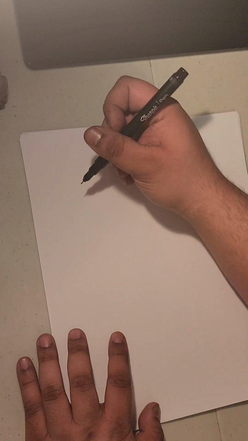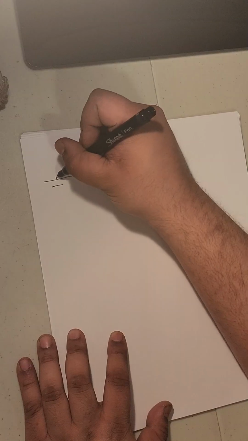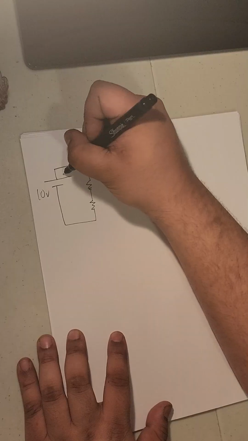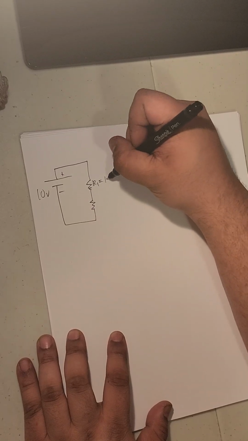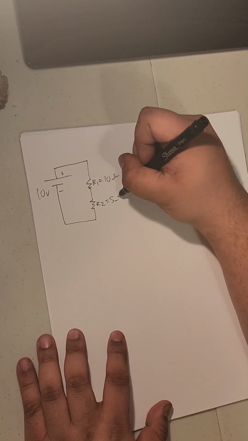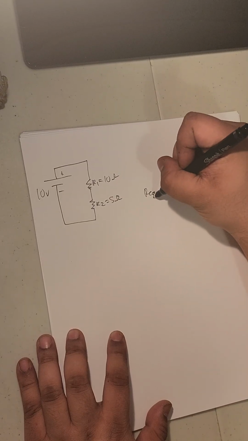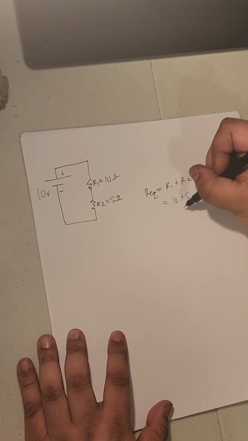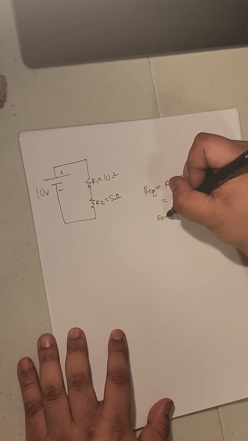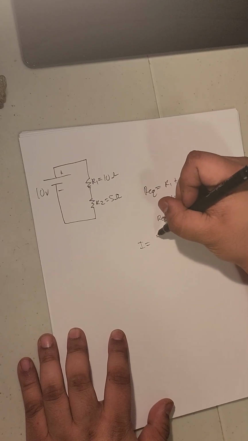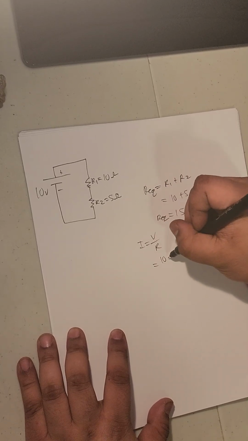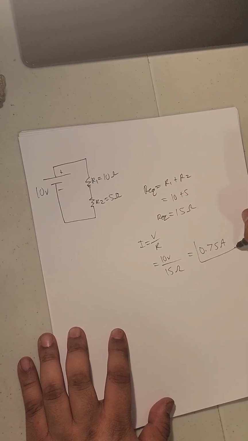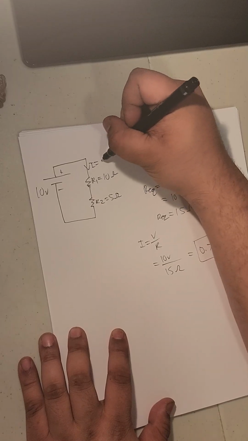Another example, guys. We have another battery, but this time we have two resistors in series. Let's say we have 10 volts here, plus side, minus side. R1 is equal to 10 ohms, R2 is equal to 5 ohms. R equivalent will simply be R1 plus R2. That is 10 plus 5, 15 ohms would be R equivalent. And I would simply be V by R, 10 volts divided by 15 ohms. We get 0.75 amps of current going through this circuit.